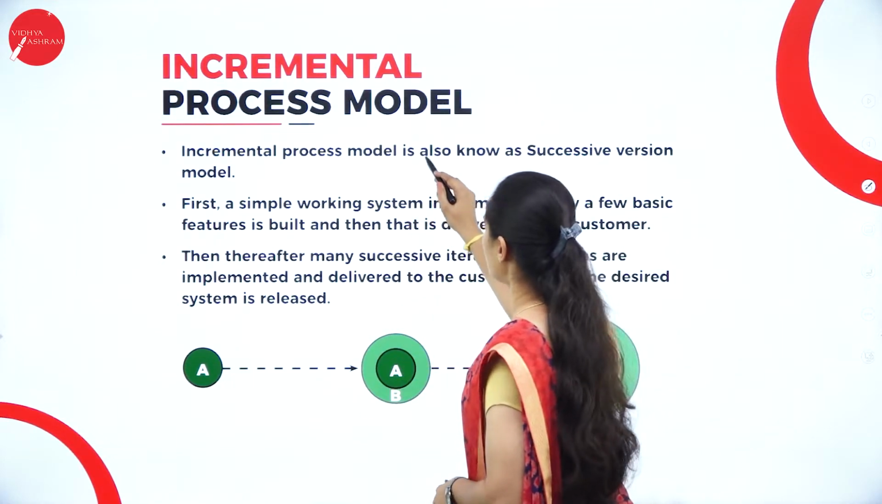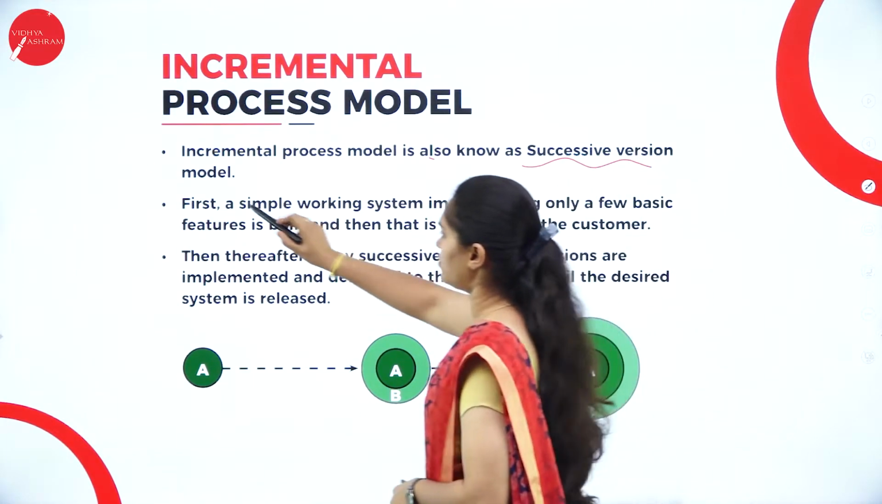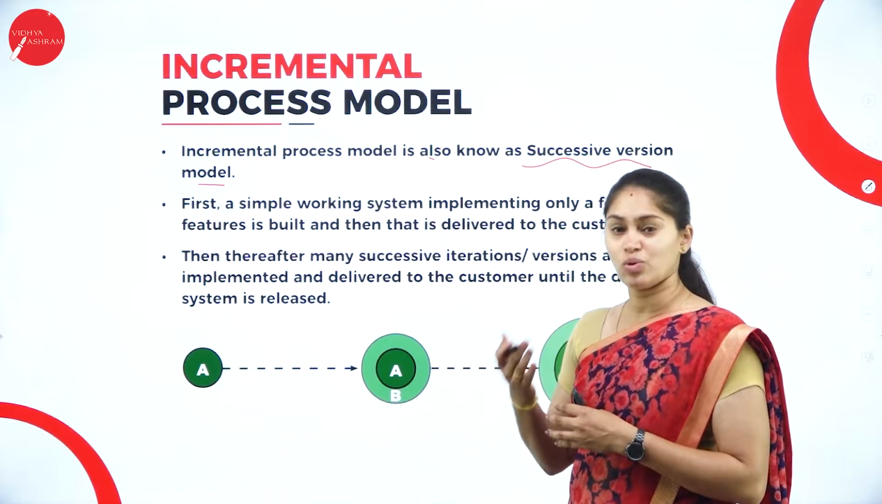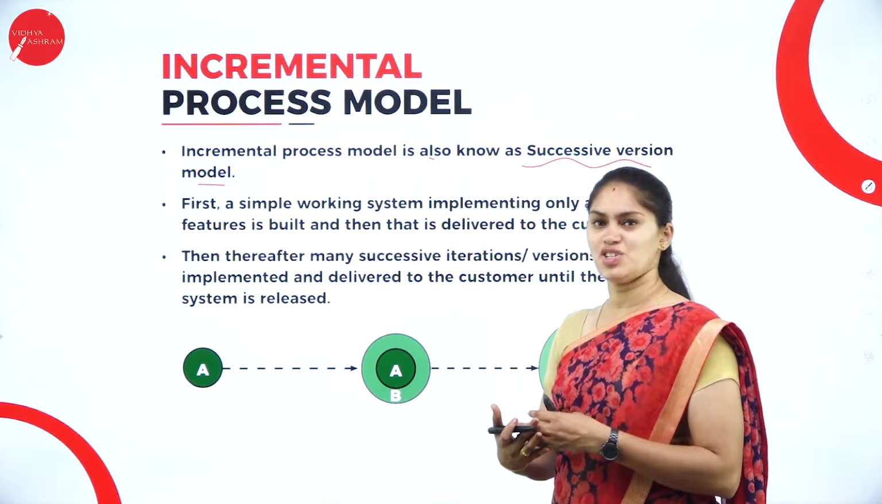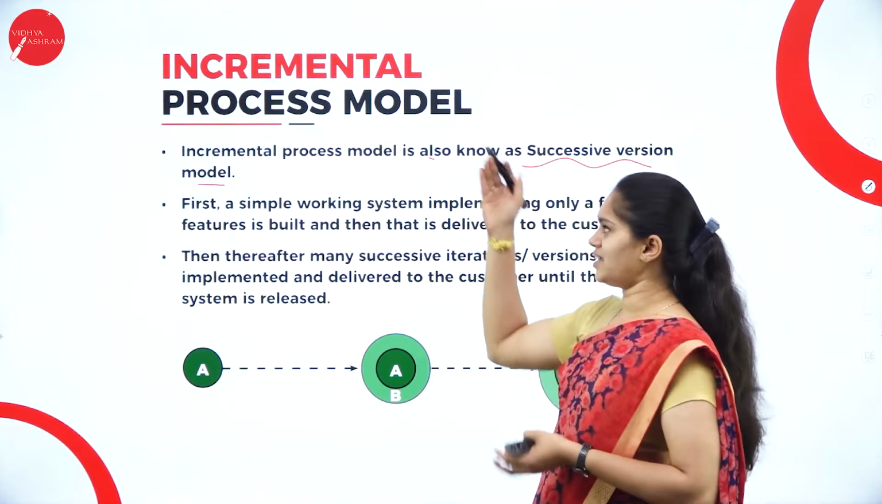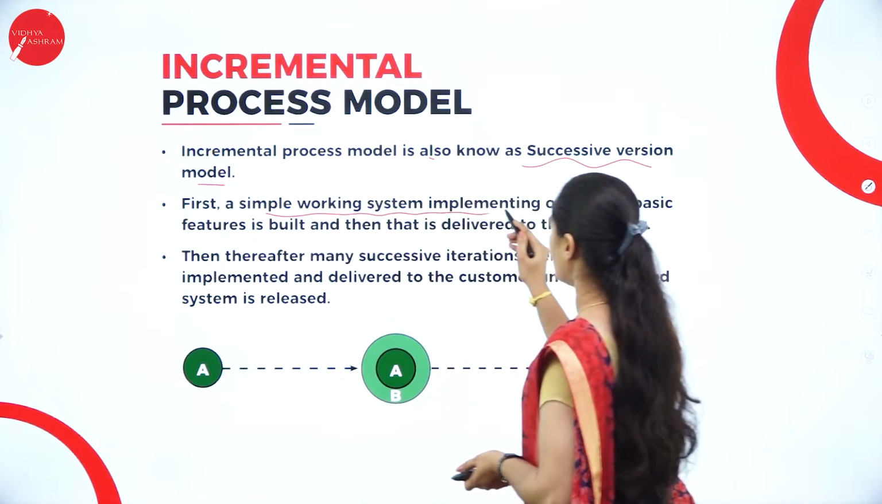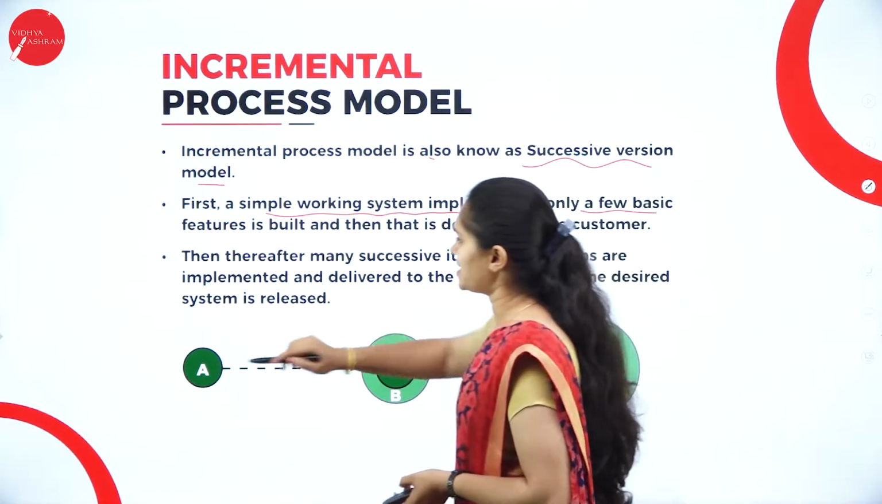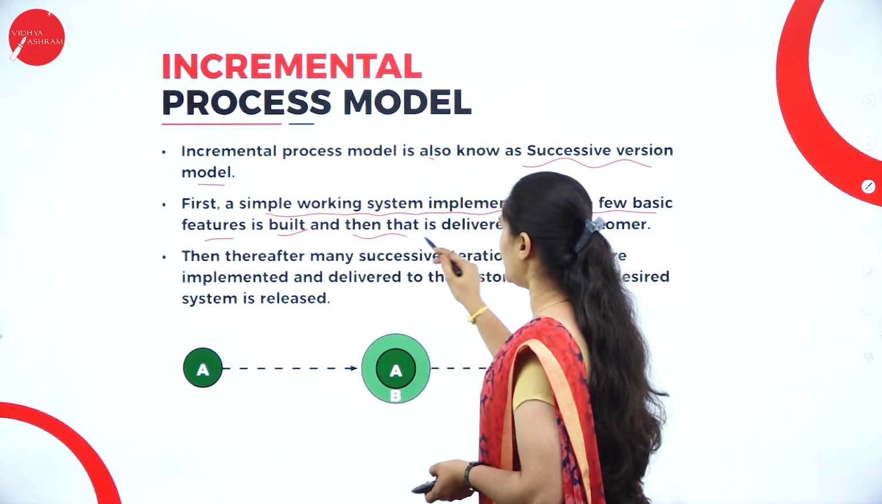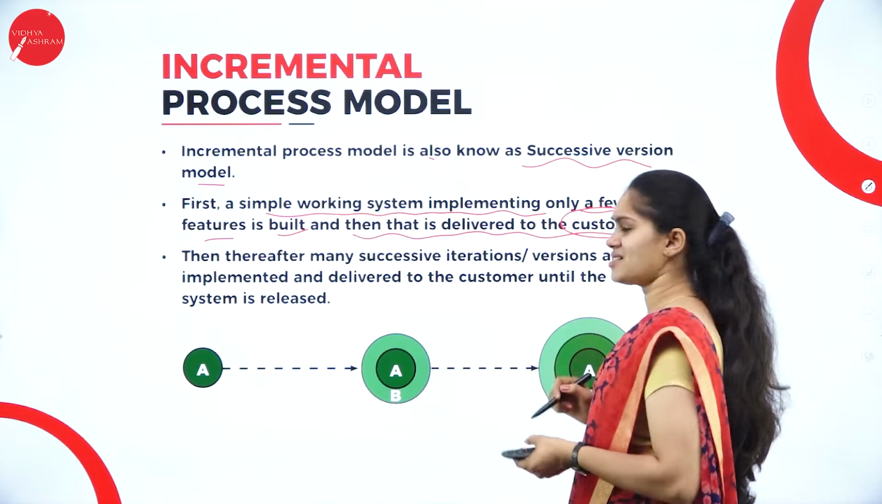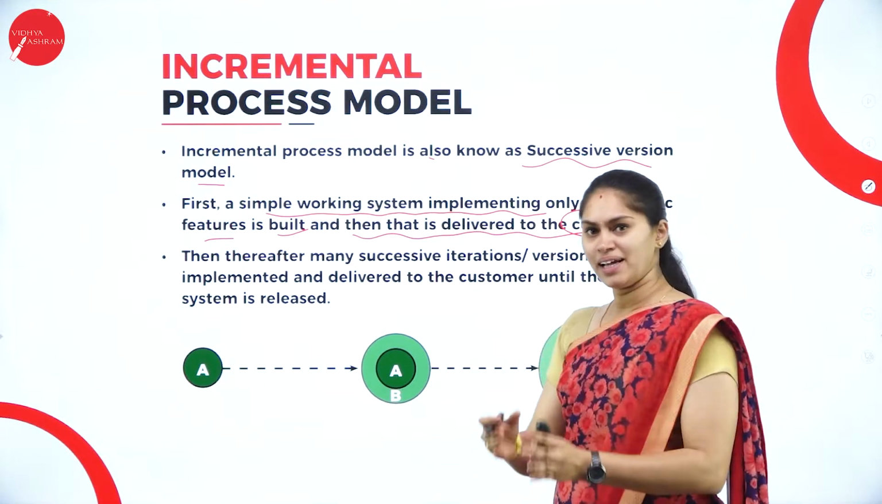This is also known as the successive version model. Why? Because it's not a static one, it's a dynamic one. If I want to add a feature, I can add it frequently. That is the incremental process model. A simple working system is implemented, only a few basic features are built, and then that is delivered to the customer. It's like rapid application development.